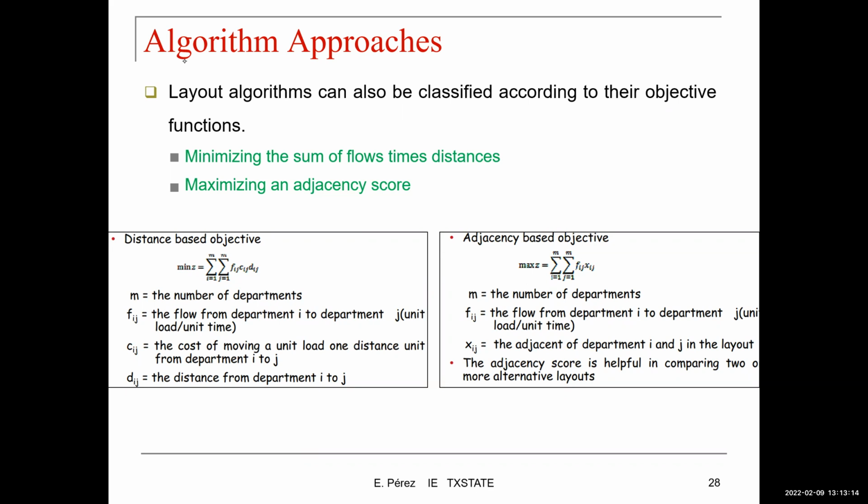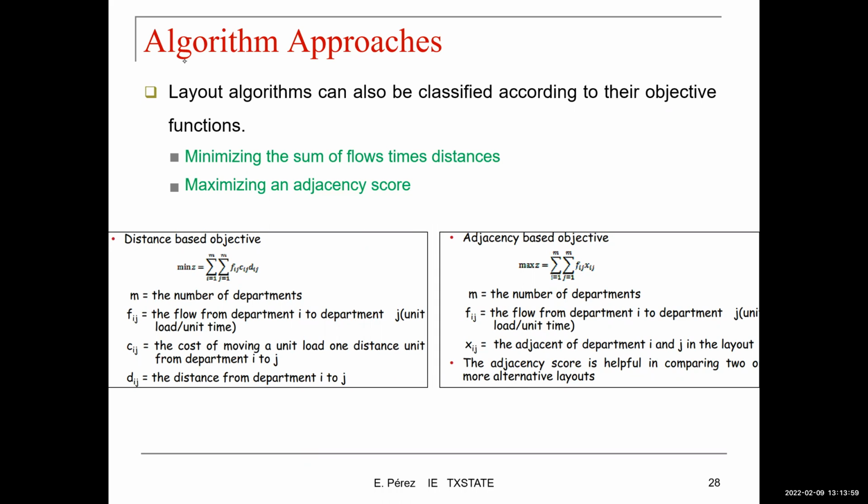The other one is looking at the adjacency-based objective. It's just looking at the flow. So how high or how low is this flow? And if the Xij is the adjacency of department i and j in the layout, meaning that if they're together, then you assign a binary. We can assume that this is a binary variable of 1, they're together. So that is going to increase your score. If they're not together, it's going to be a 0, so that's not going to have an impact on your objective function. M is the number of departments. So two different ways of evaluating the same information.